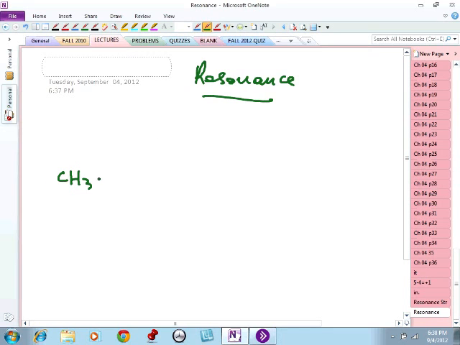Supposing I give you this here, and I tell you to give me another resonance structure of this molecule. What will it look like? By the way, the symbol for resonance is this two-sided arrow. That is how you represent resonance. Supposing I ask you to give me another resonance structure for this molecule. This molecule is called acetone. What will it look like?